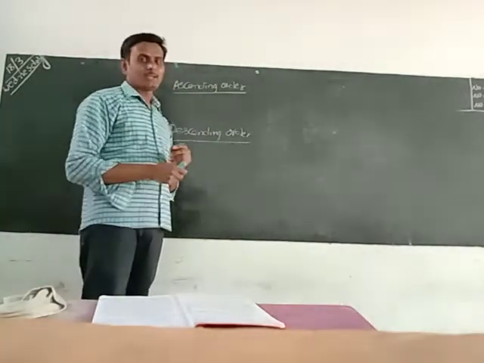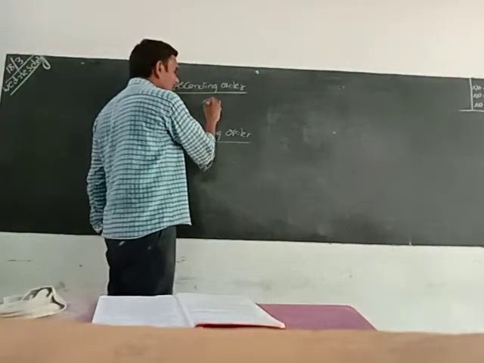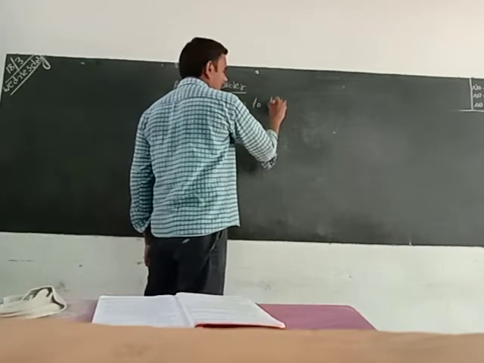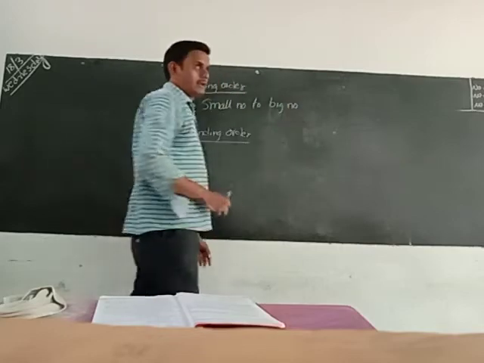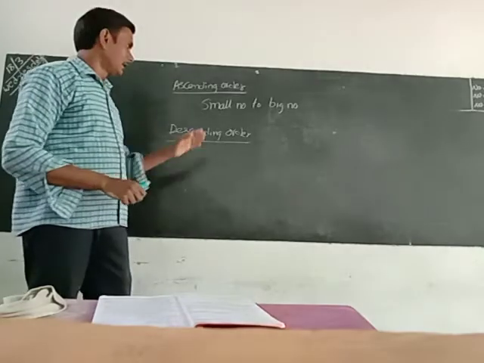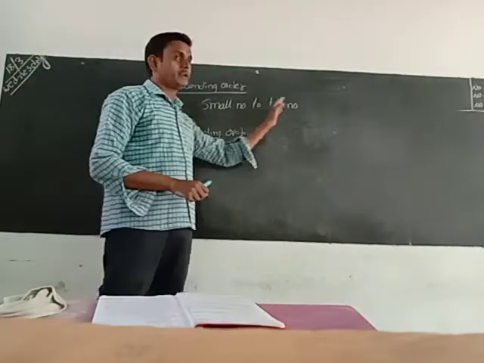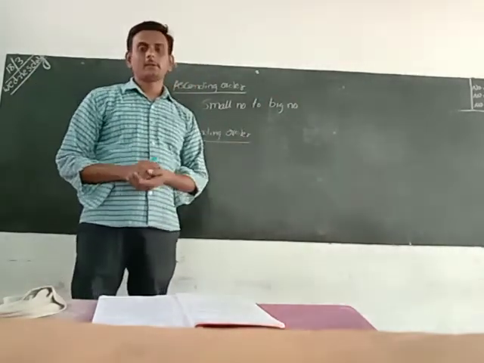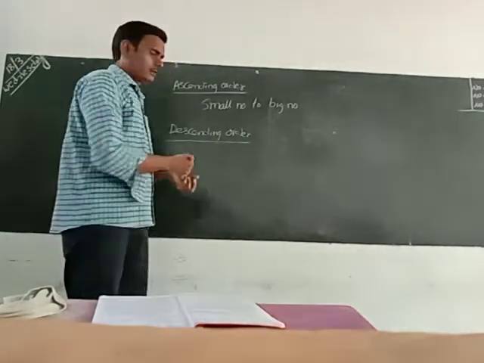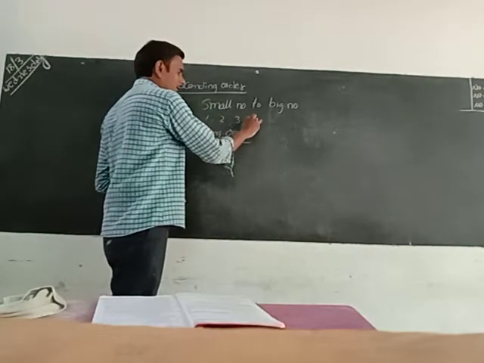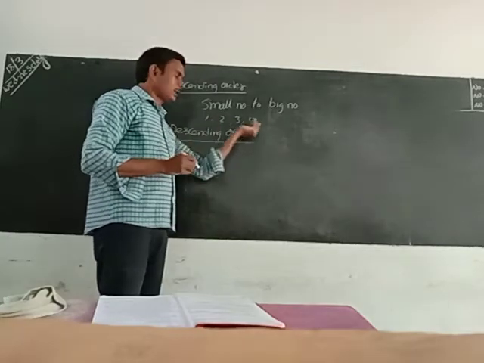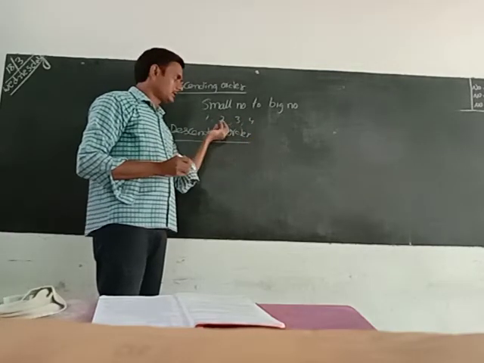Ascending order means arrange the numbers from small number to big number. If you arrange the order like that, then that order is called ascending order. For example, 1, 2, 3, 4. If you arrange like this, the value will be increasing. So this is the ascending order.